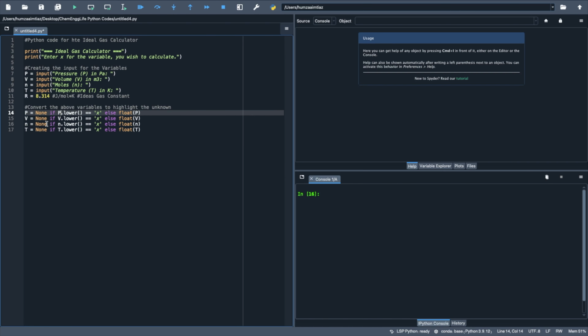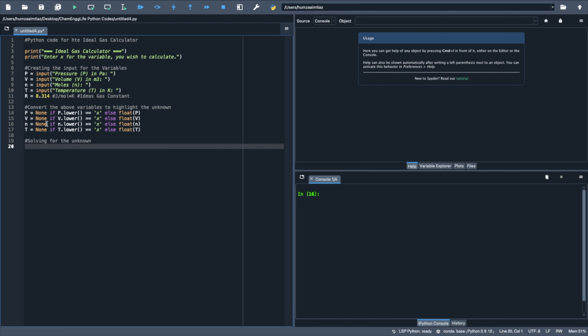So essentially what we have written now is, just like I said earlier, that each variable will be None if the user has provided the value x. Otherwise, if the user does not provide the value x, then we will be applying the float function to that value. Now comes the interesting part. Now we'll be solving for the unknown.